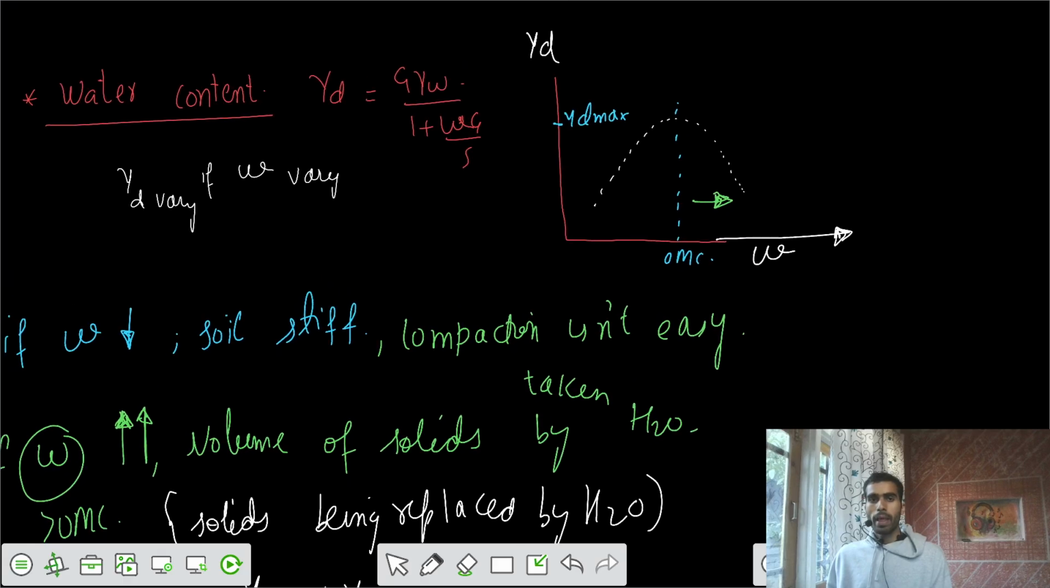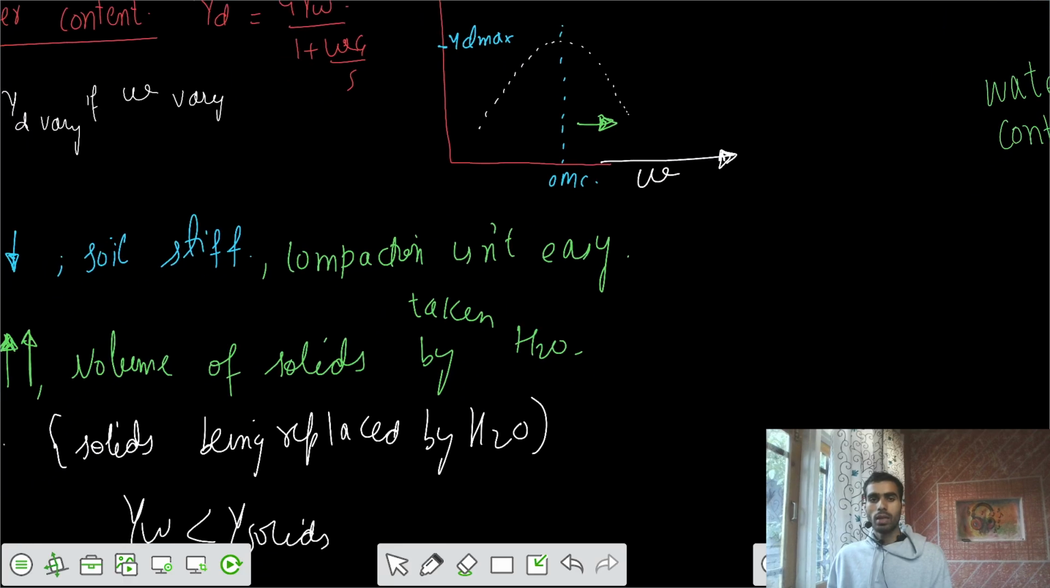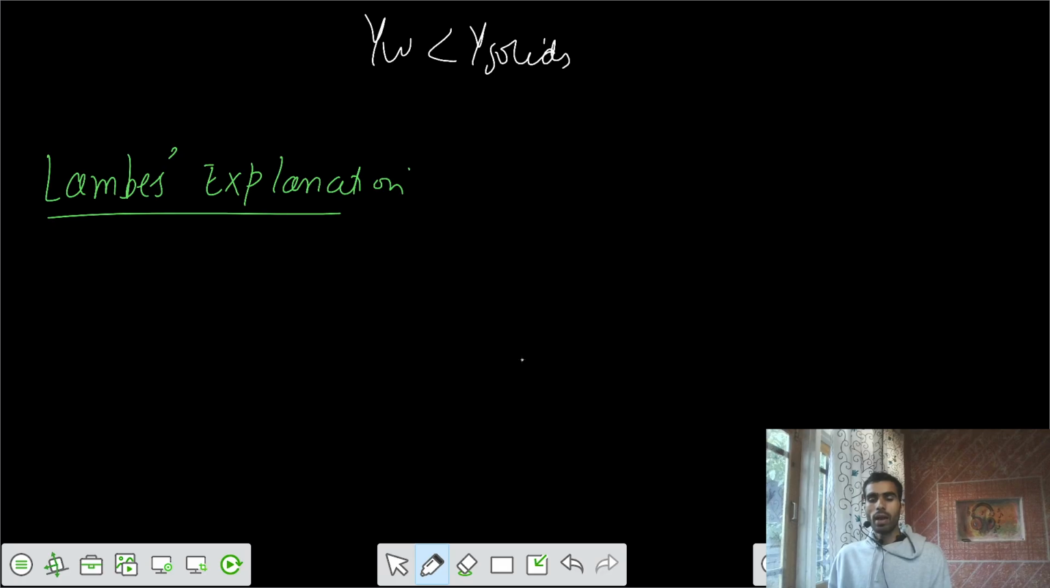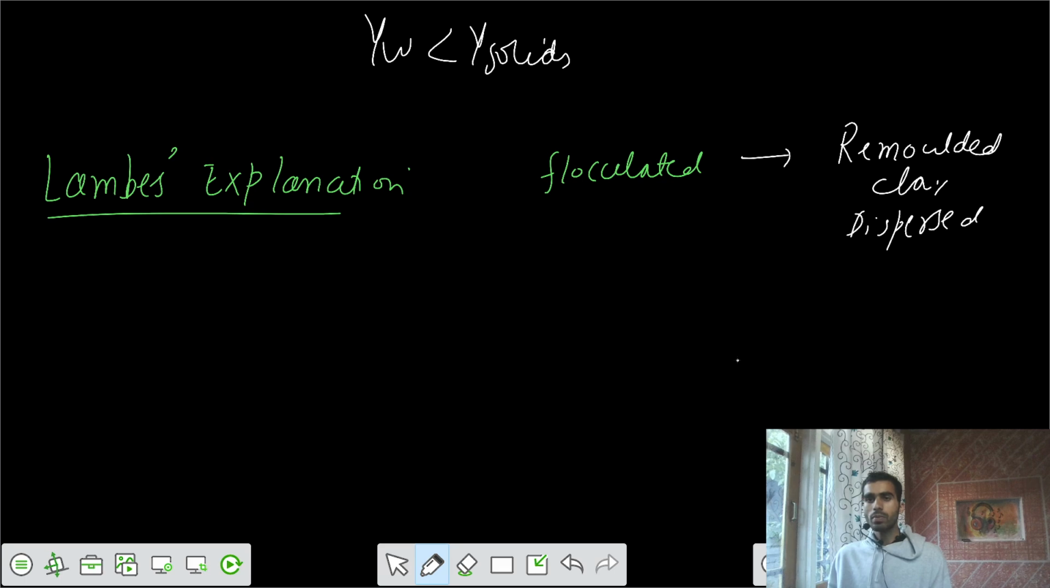So actually, how can you compact the soil? If we talk about clay, how can you compact that? We have talked about the flocculated structure of clay. Once we remolded that, the remolded clay was having a dispersed structure. Natural clay was in the flocculated structure, but your remolded clay was becoming a dispersed structure. So this remolding can be possible.